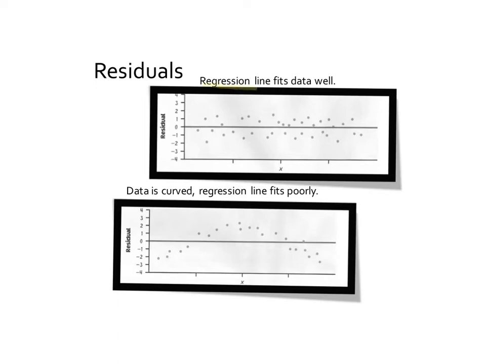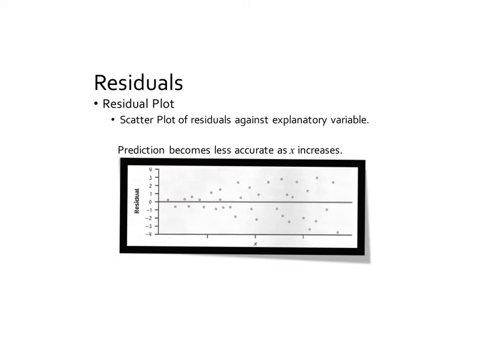So these are different residual plots that we might see. In this top residual plot, the regression line fits well because the residual plot has no distinct pattern. However, in the residual plot below, the data is curved, so the regression model fits poorly. And if we look at this residual plot, it starts to fan out. It starts off pretty accurate, but as x increases, our prediction becomes less and less accurate.